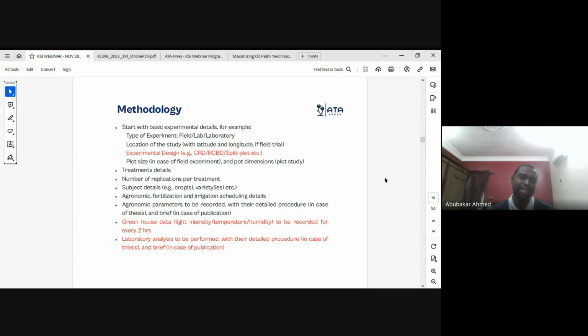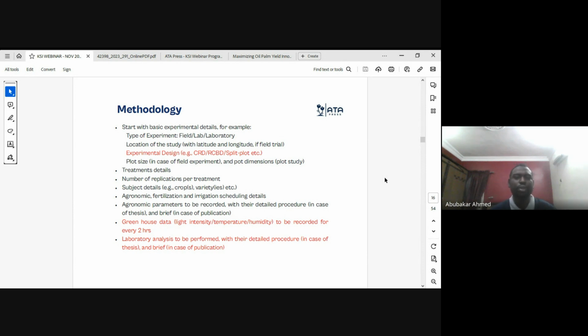What are the varieties? For example, different types of variety of rice. For example, I'm more into oil palm. We have three varieties of oil palm, like Dura, Tenera, and Pisifera. So we need to take details of this, which one we use, and the variety. Then also agronomic input, fertilizer, irrigation, scheduling, all this has to be taken into account while writing your methodology.